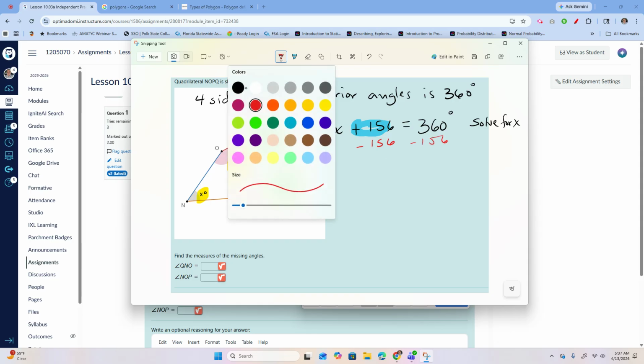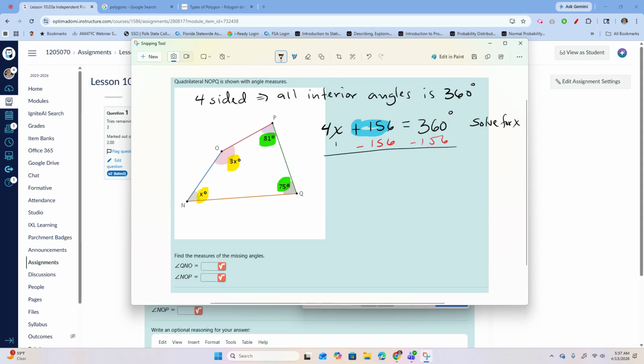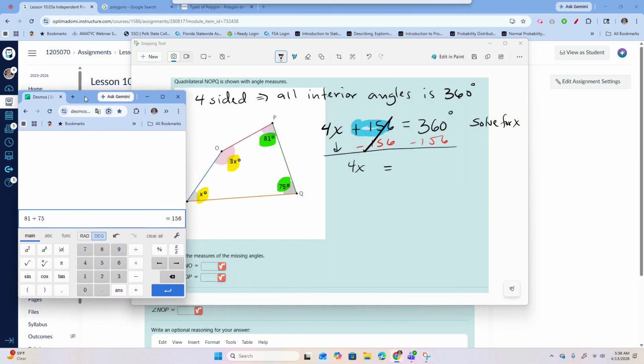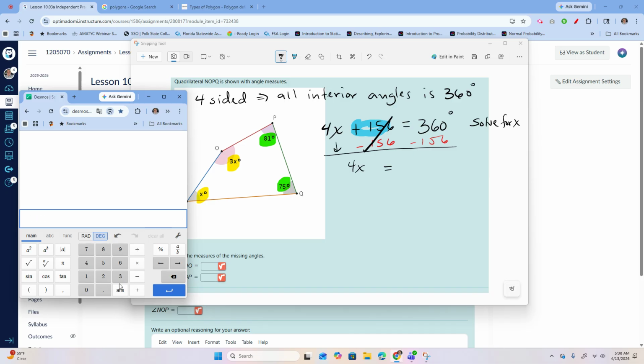All right, and look what I have now. This 4x will drop. If you add it in the calculator, this is 0. I'm not going to write it. Equal, and then 360 minus 156. And you can see I got 204.